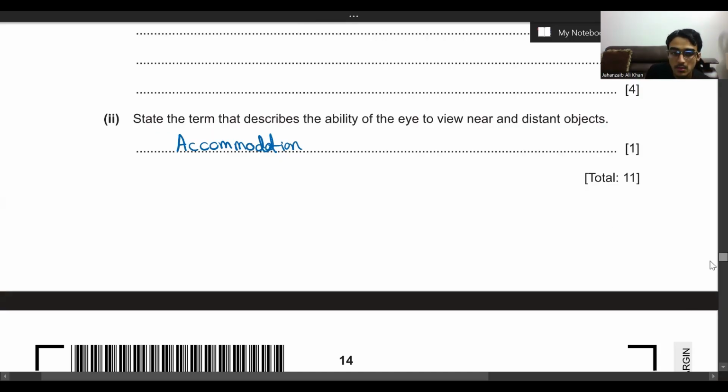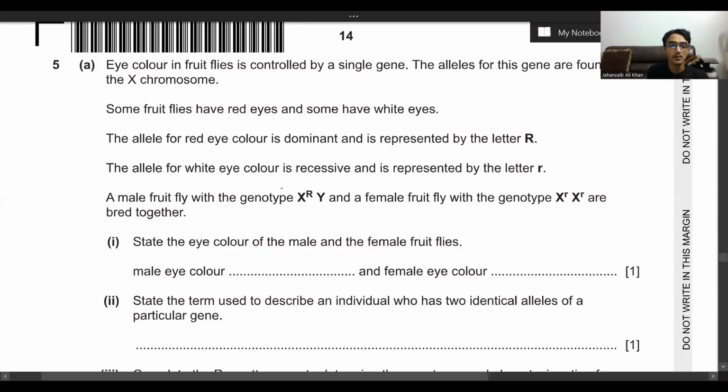Moving ahead, this is going to be question 5. State the eye color of the male and female fruit flies. Okay. Eye color in fruit flies is controlled by a single gene. The alleles are on the X chromosome. This is important, which makes this type of inheritance X-linked or sex-linked. Fruit flies have red and white eyes. The allele for red is dominant. White is recessive.